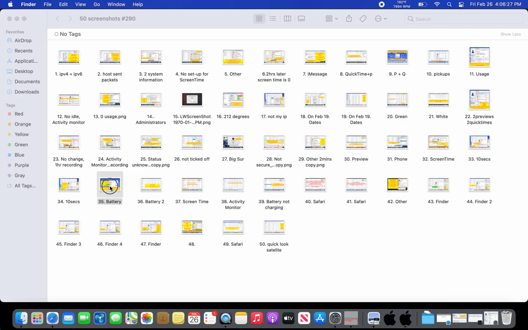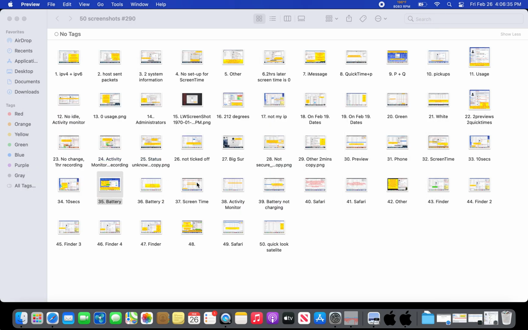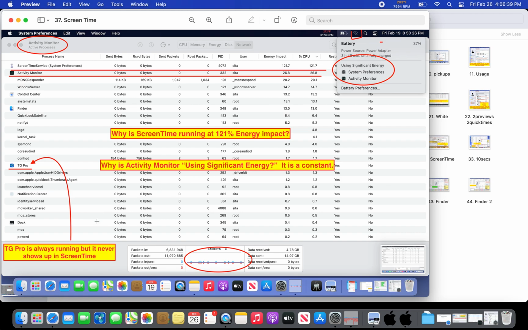Same thing there. Battery here. It's the white and the green again. That's these two, white and the green. Screen time. There's TG Pro always running. There's screen time running at 121%. Let's see. System preference is using significant energy. Activity monitor is using significant energy.